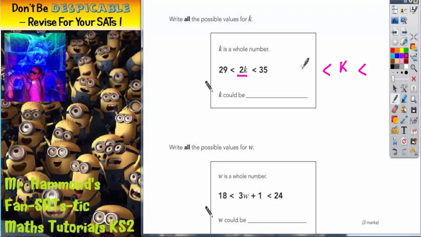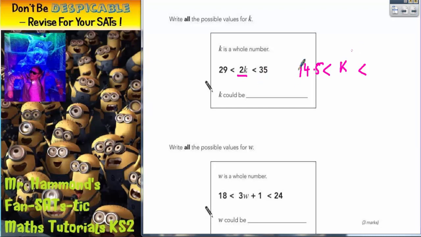Half of 29 is 14.5. And half of 35, well, half of 30 is 15. And half of 5 is 2.5. Put the two together, you'll get half of 35. So that's 17.5. So k has got to lie between 14.5 and 17.5.